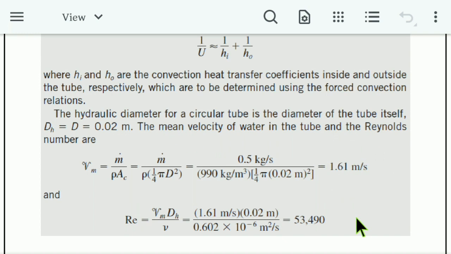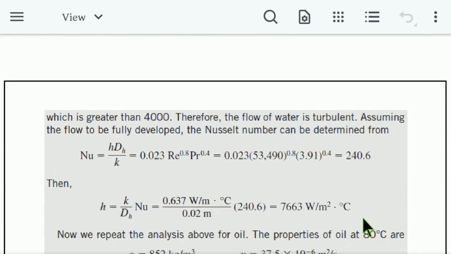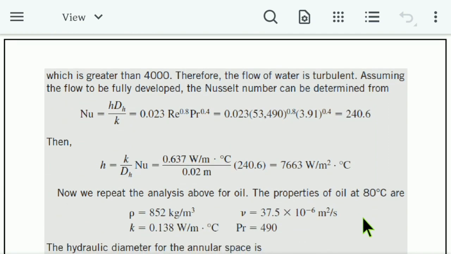And the next one, the Reynolds number is equal to mean velocity into hydraulic diameter divided by V. So mean velocity is 1.61 meter per second, hydraulic diameter is 0.02 meter, similar to d, and V is equal to 0.602 into 10 to the power minus 6 meter square per second. So from this we can write the Reynolds number is 53,490, which is greater than 4,000. Therefore, the flow of water is turbulent, not laminar.